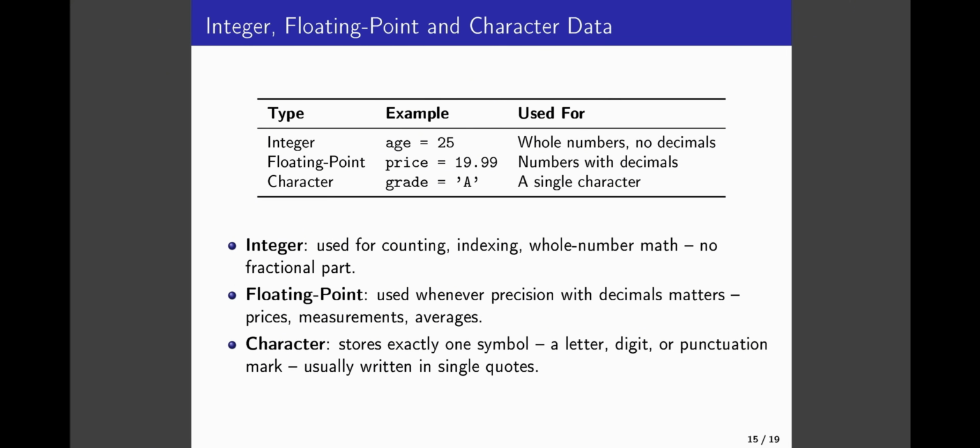So when would you actually use each of them? Integer is used for counting, indexing, and whole number math. There is no fractional part involved. Floating point is used whenever precision with decimals actually matters. Think prices, measurements, or averages. And character stores exactly one symbol, a letter, a digit, or a punctuation mark, usually written inside single quotes.